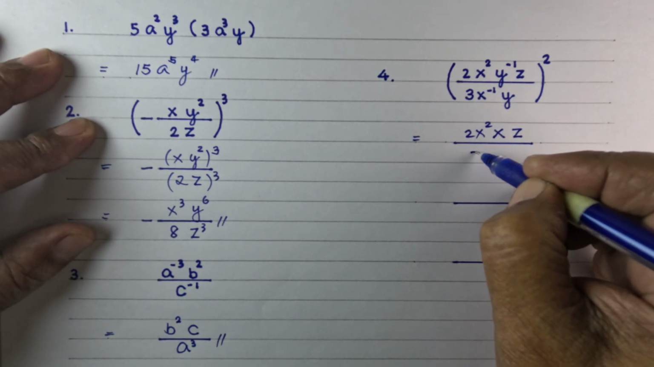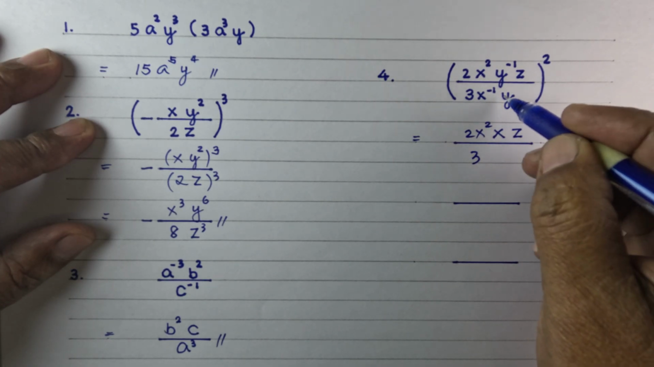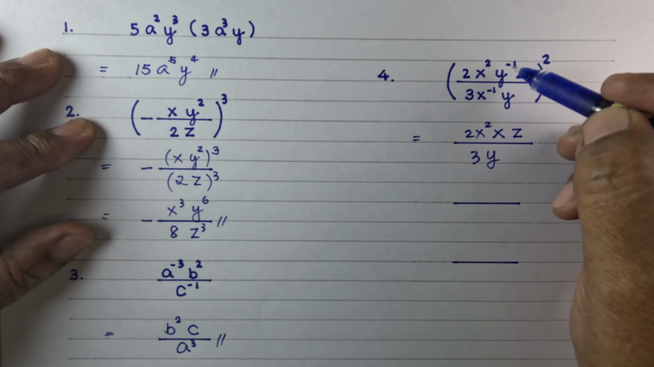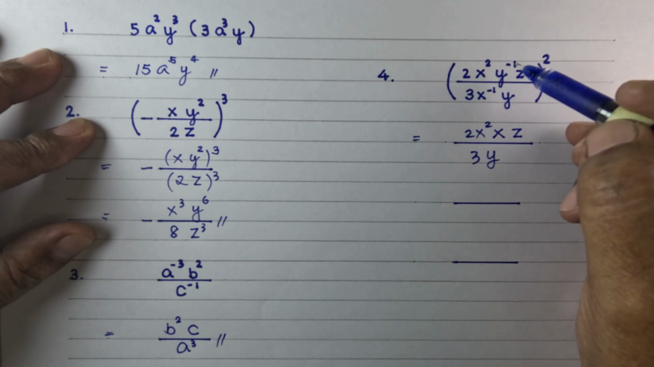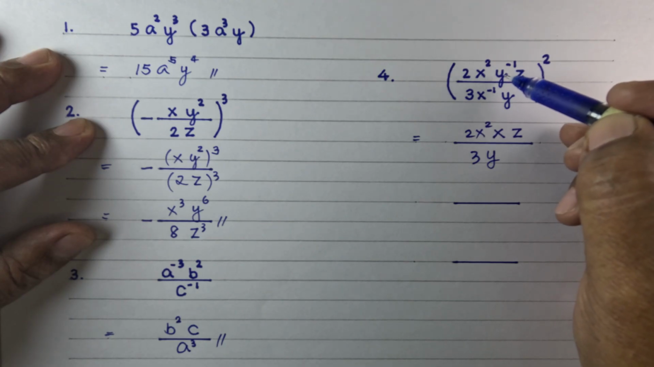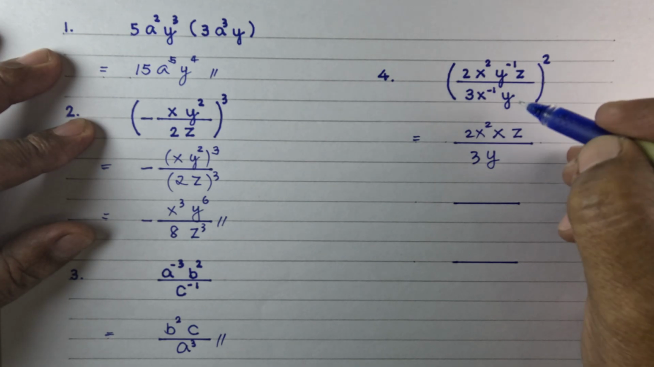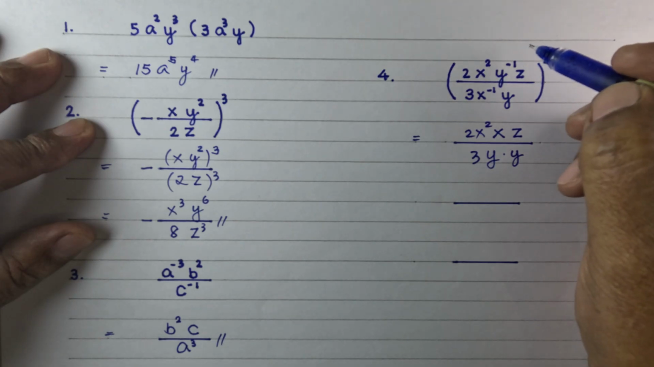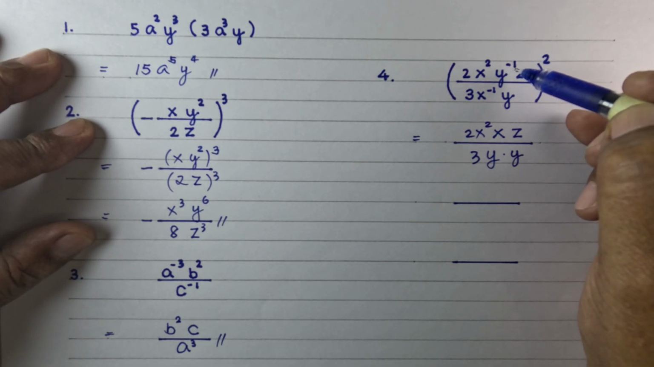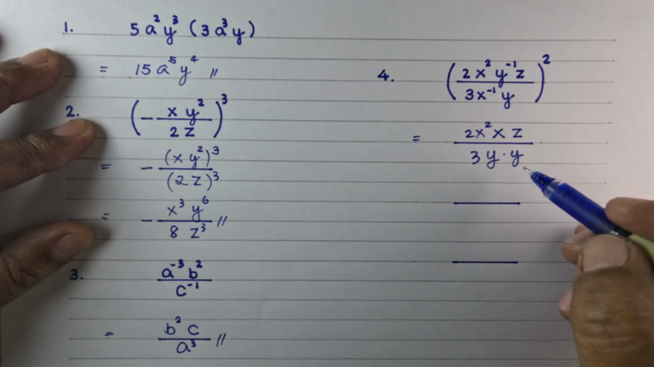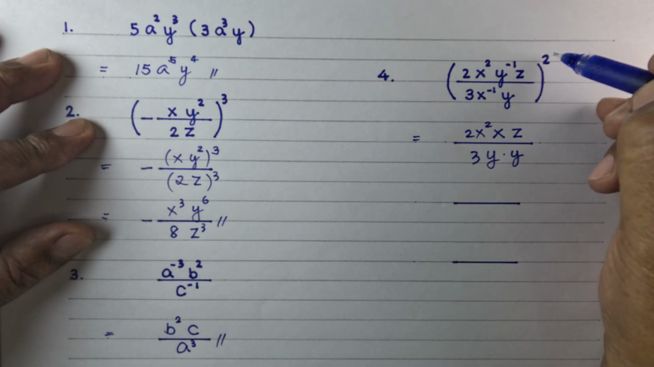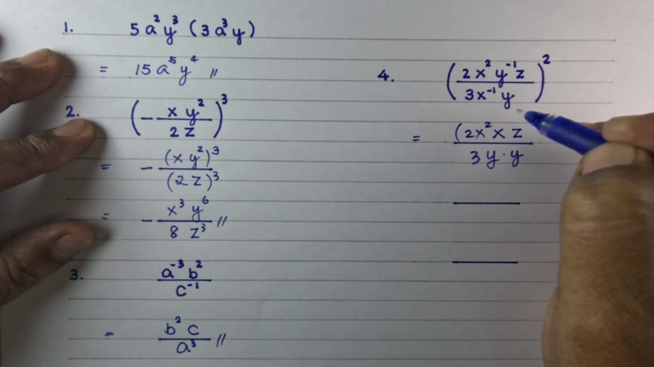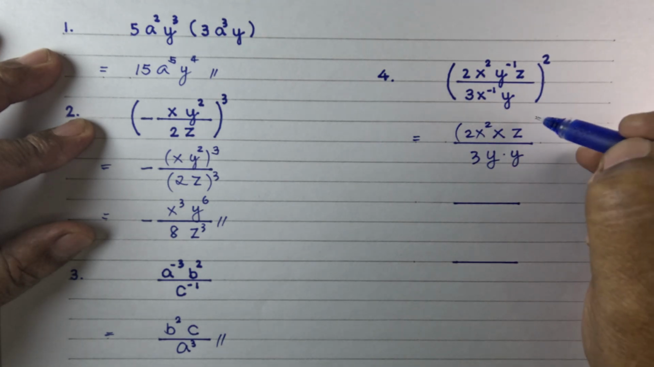over 3y times y to the minus 1. It is in the numerator, so its reciprocal would be the base y moving down to the denominator. So times y to the first power. So the exponent changes from negative 1 to positive 1. Then we will apply the exponent to both the numerator and denominator.